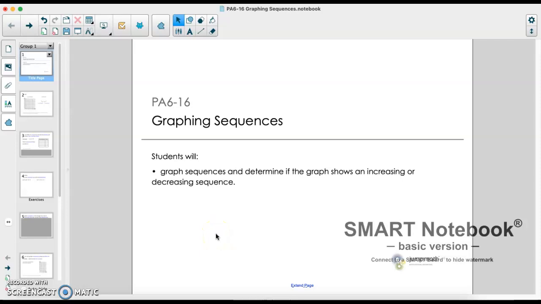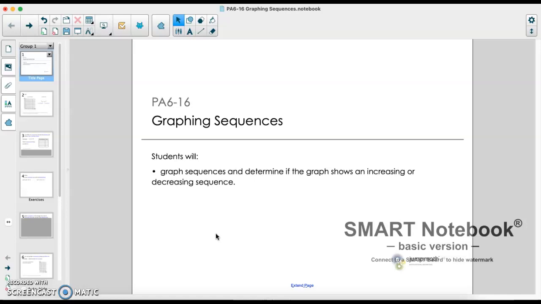This one focuses on something called graphing sequences. It's the next lesson in our patterns and algebra unit. And so hopefully by the end of this lesson, you'll be able to say that I can graph sequences and determine if the graph shows an increasing or decreasing sequence.